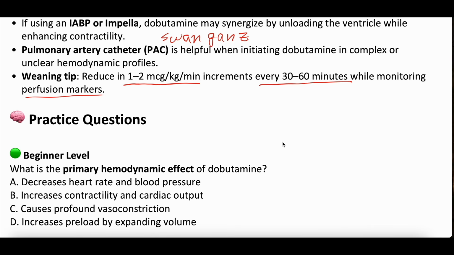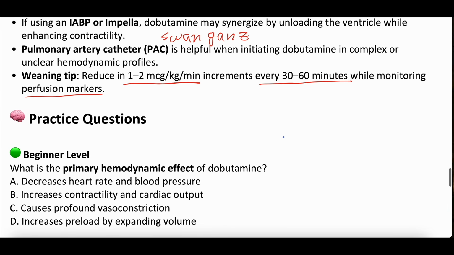A, decreases heart rate and blood pressure. B, increases contractility and cardiac output. C, causes profound vasoconstriction. Or D, increases preload by expanding volume. What is the primary hemodynamic effect of dobutamine?